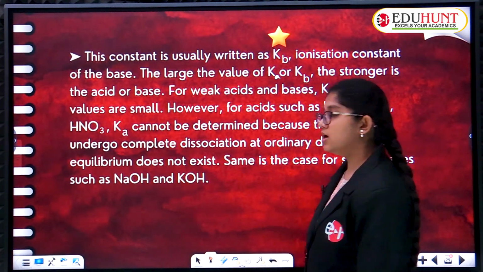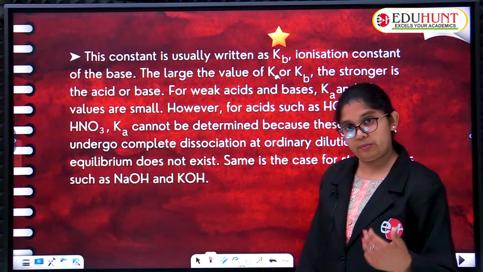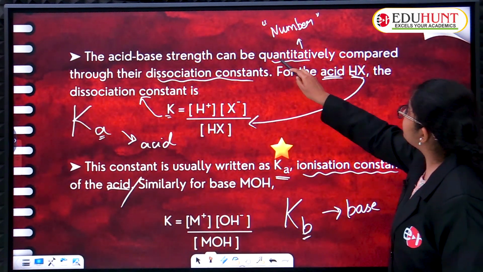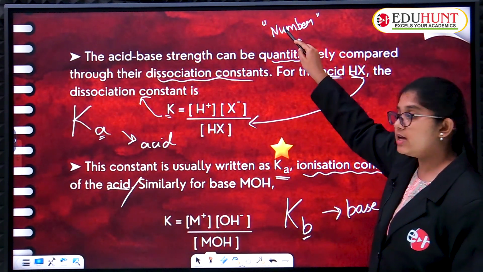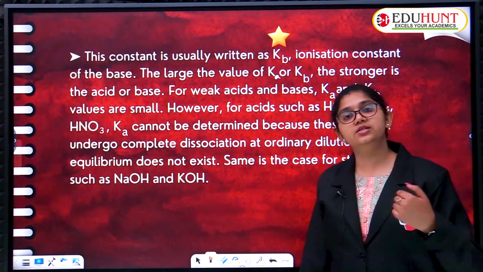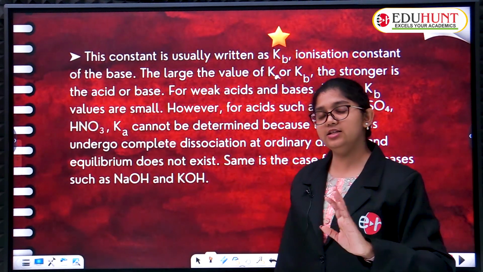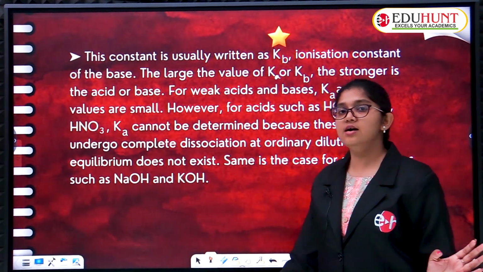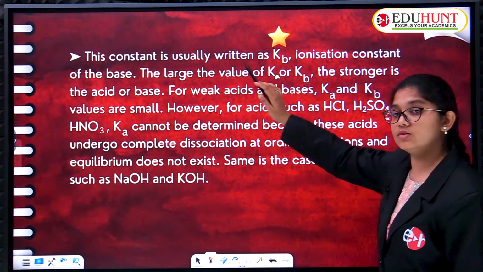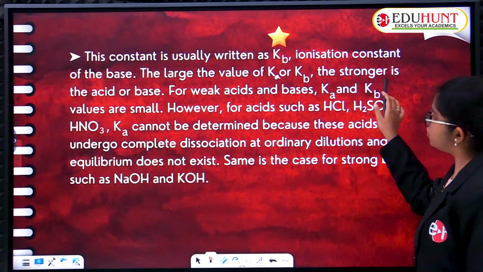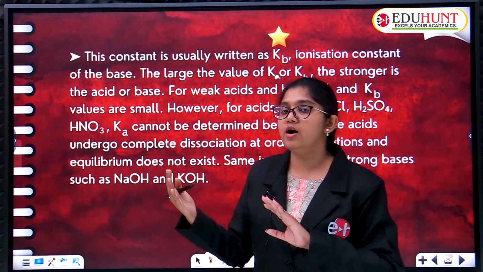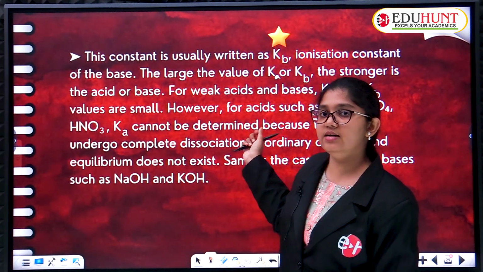So, if there is a larger value of Ka or Kb, that means it is giving the strength, which means, children, as I told you, quantitatively means giving the number, representing its number. If the Ka and Kb values are more, what is the reason? It is dissociating more H plus ions or OH minus ions, which means it is a strong acid or a strong base. That's the reason. The larger the value of Ka or Kb, the stronger is the acid or base, because it is dissociating completely. More ions are being produced, so it is definitely strong based upon the strength.